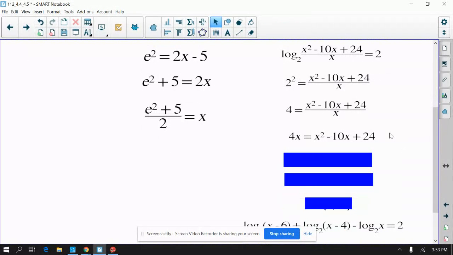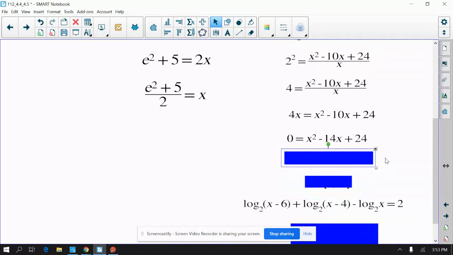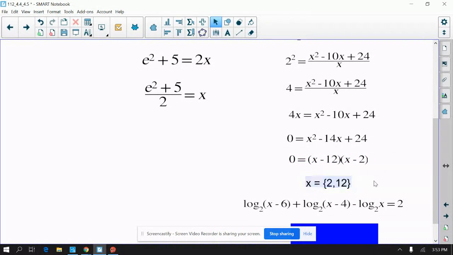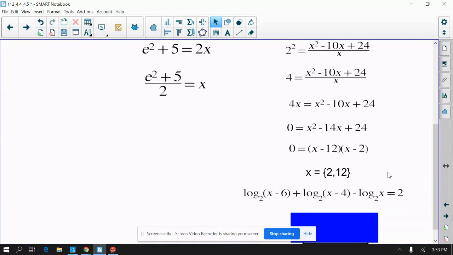This is from Unit 1, I believe. I'd subtract 4x to get it to 0. You could do the quadratic formula, but this one factors: x minus 12, x minus 2. So my 2 answers are 12 and 2. But wait, that's not true. It's not 12 and 2.